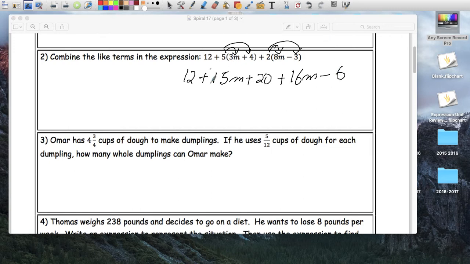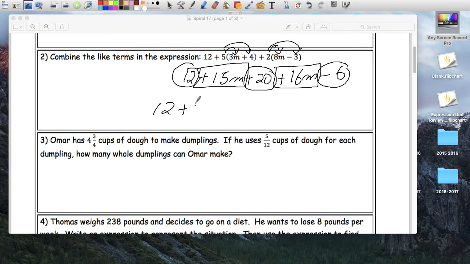Now that the parentheses are gone, I can circle, square, and do all that stuff. So I'm going to circle the 12. That's a constant. 20 is also a constant, so I'm circling the 20 with the addition sign and the 6 at the end. I'm going to put a rectangle around 15m and a rectangle around 16m. Move things around. So I'm going to get 12 plus 20 minus 6. Move the 15m over here, and the 16m, so all my m's are next to each other.